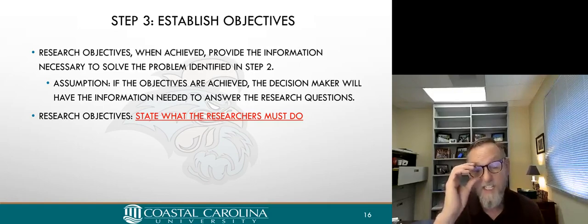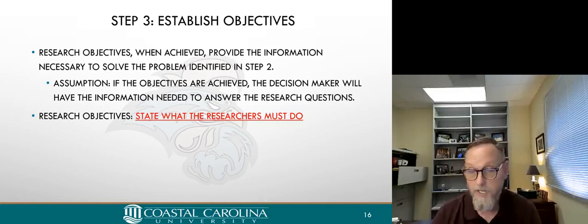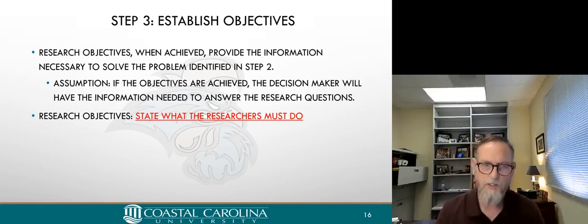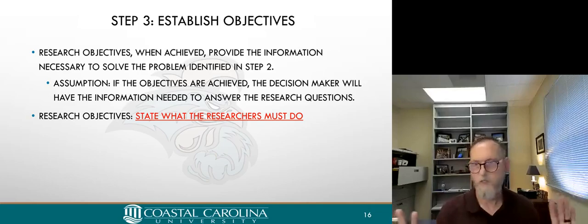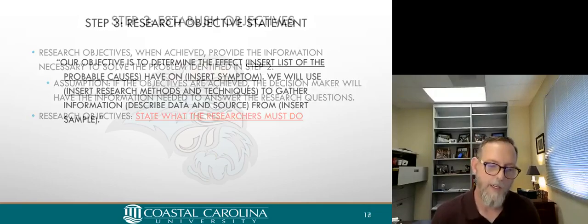Assuming you've done step 1 and 2, then we're going to talk about step 3, which is establishing research objectives. Okay, research objectives, when achieved, provide information necessary to solve or to resolve the research problem. So this step number 3 will walk through and describe what the research is that'll be done. Sometimes it's very specific, like it'll say exactly what methods we'll use, what data we'll collect, what the research design will be, those types of things. But generally speaking, we want to know what we have to do to get the information to solve the problem. That's basically, in a nutshell, what it is.